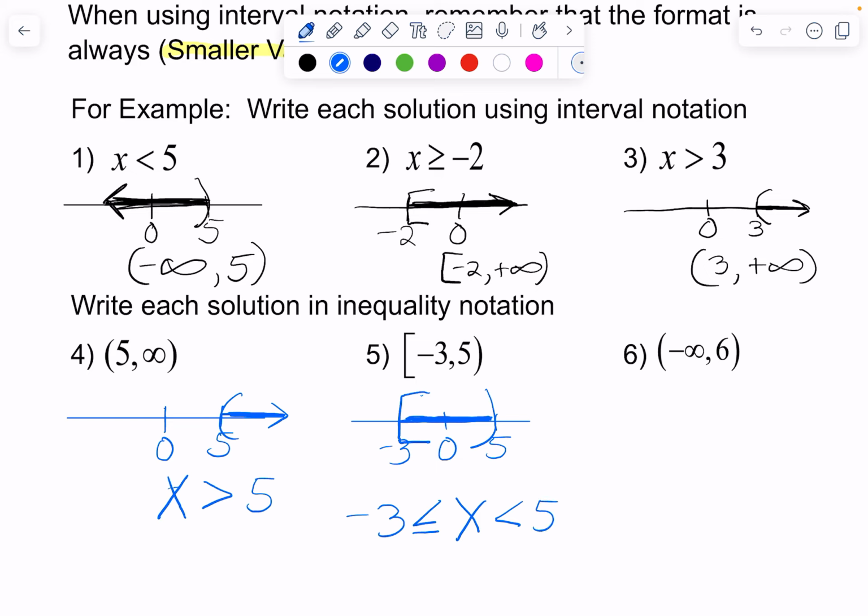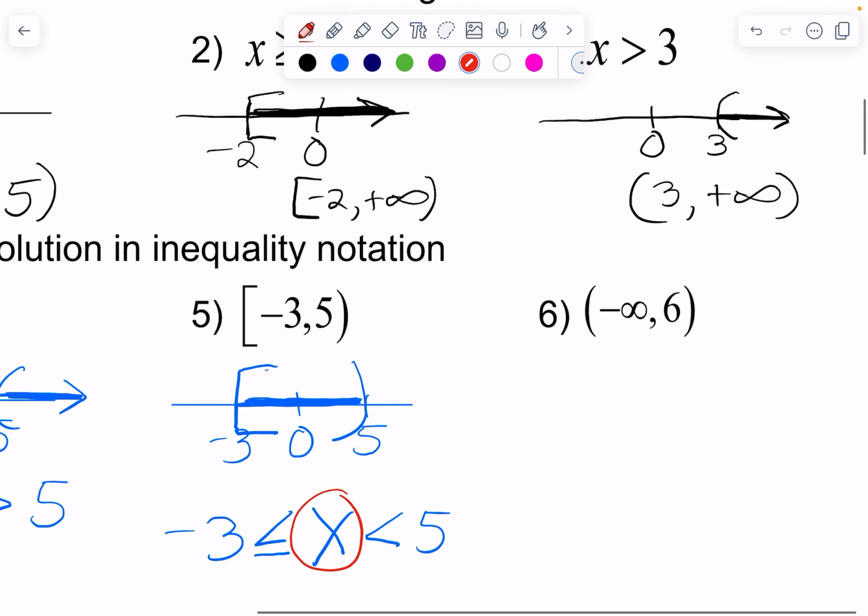And always try to remember to place x in the middle when you have multiple inequality symbols, when you're dealing with inequalities. And then last but not least, I have negative infinity to 6.